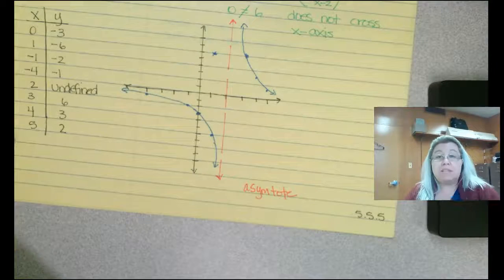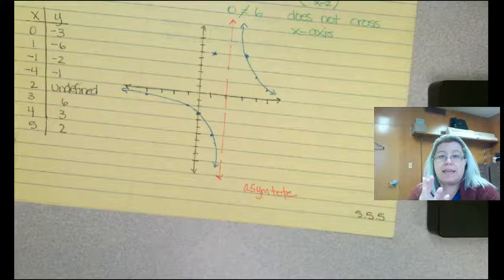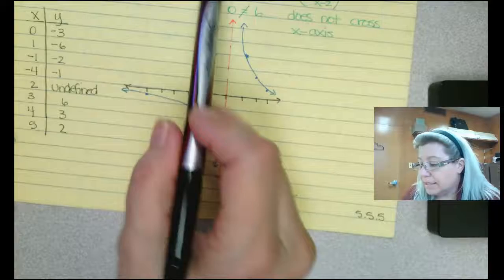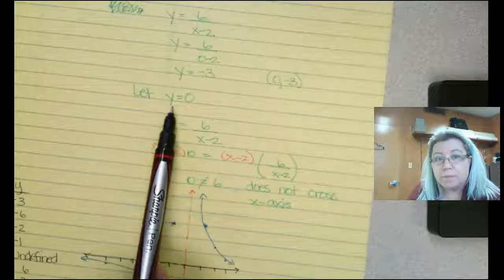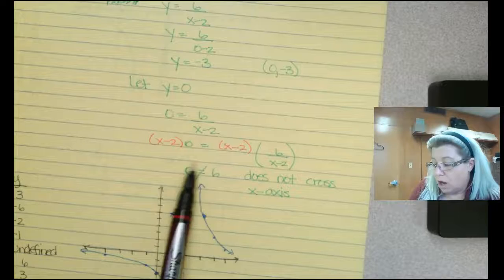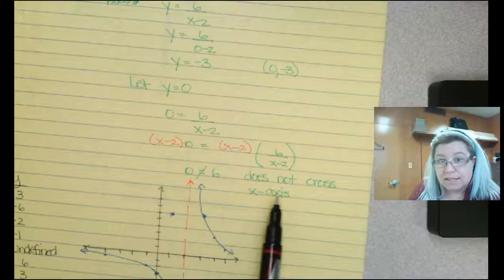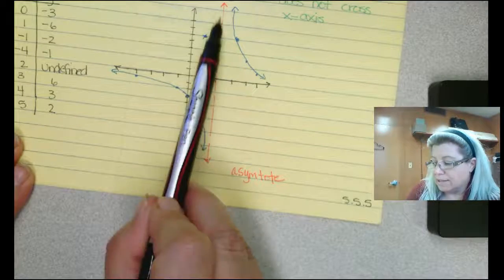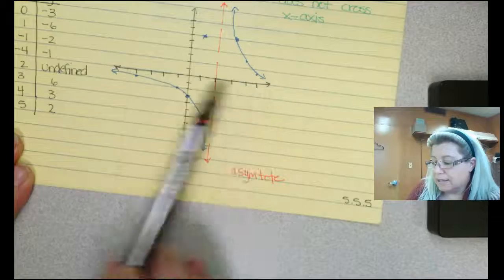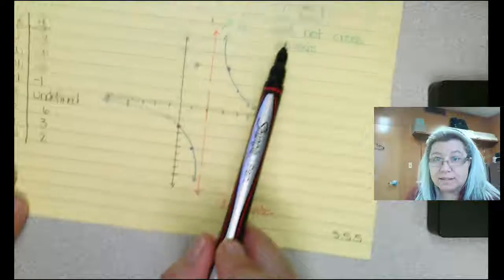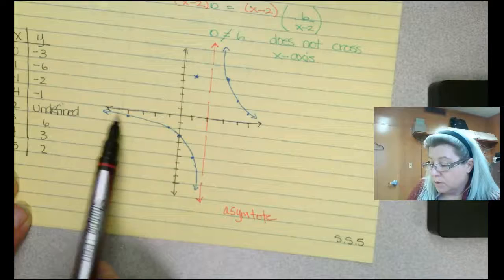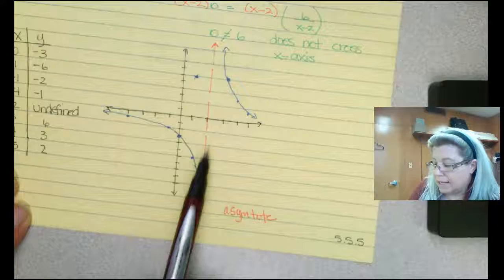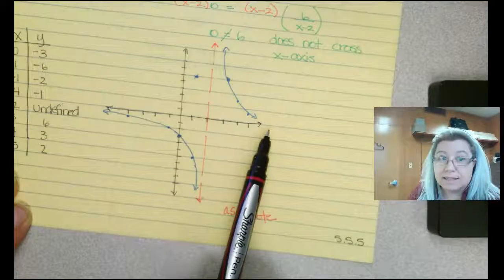Asymptote means it's a boundary. I can't cross that boundary. And since when I let y equal 0 that did not hold true, that does not cross the x-axis. So I approach both the asymptote and the x-axis very closely, but I will never cross them. So it's this nice little rounded shape. But I won't cross the asymptote, and I won't cross the x-axis in this case.